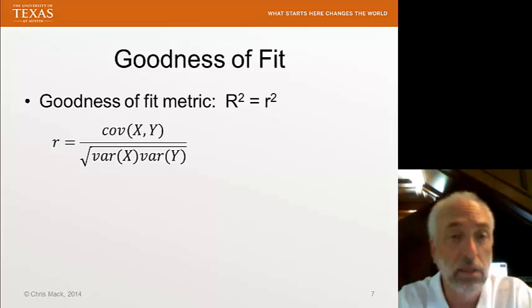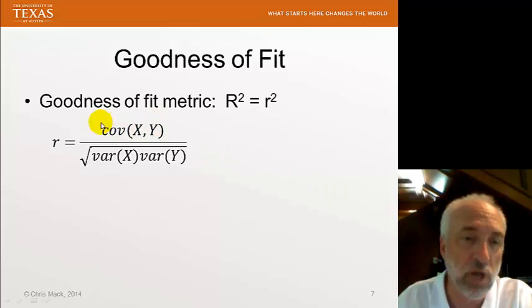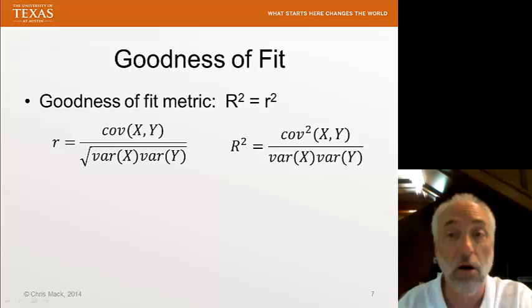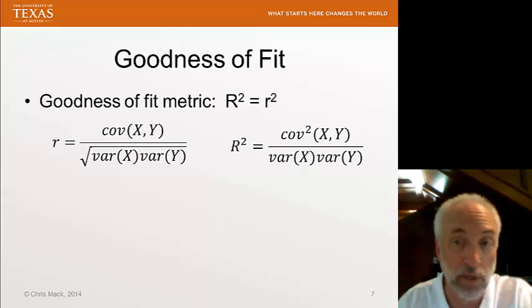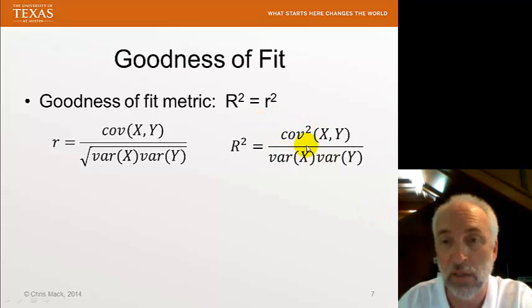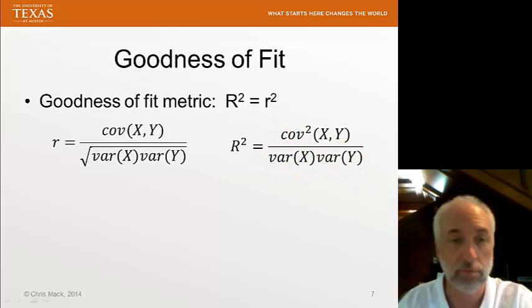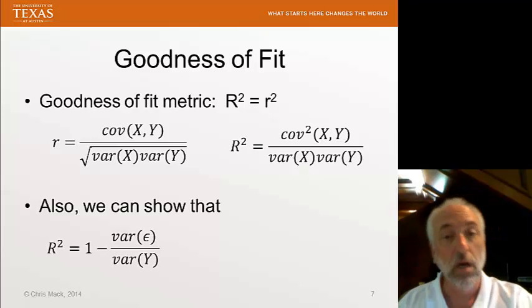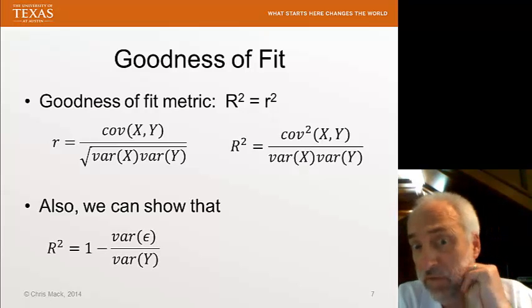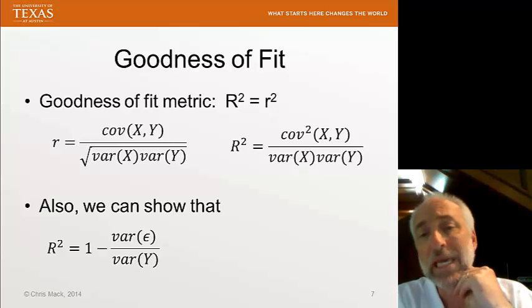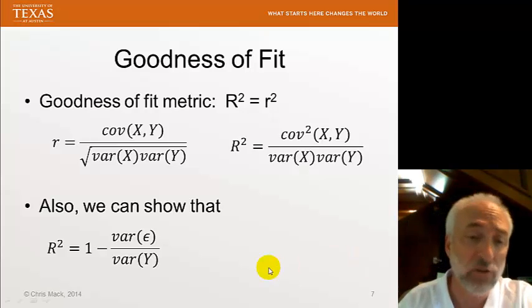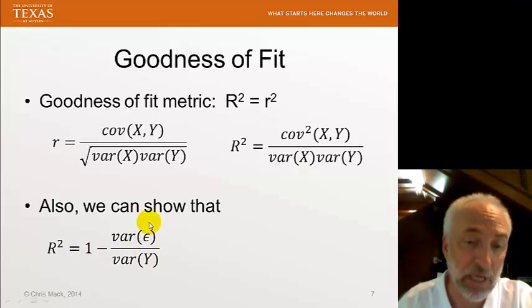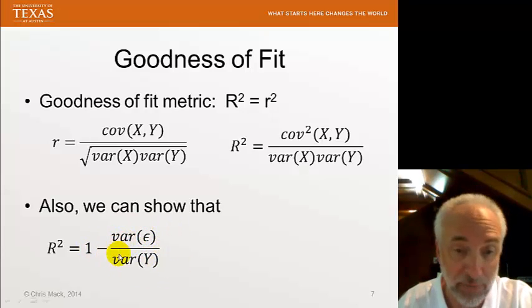Well, little r, the linear correlation coefficient we saw before, was the covariance of x and y divided by the square root of the variance of x times the variance of y. And r squared then, which is simply the square, is the covariance squared normalized by dividing by the variance of x and the variance of y. But with just a little bit of manipulation, we can prove that r squared is also equal to 1 minus the variance of the residuals divided by the variance of y.